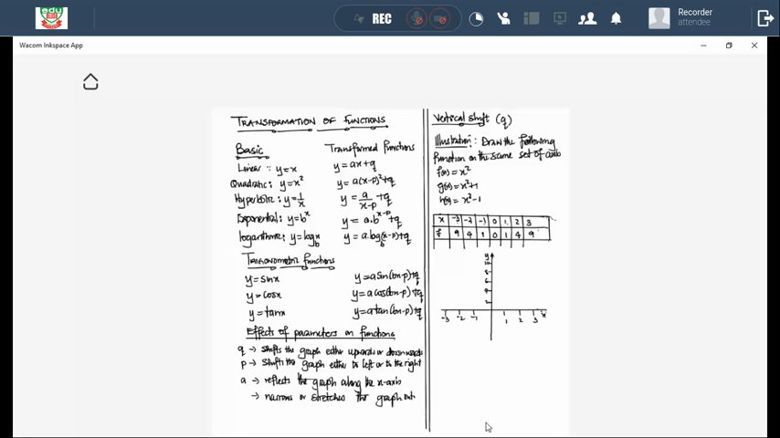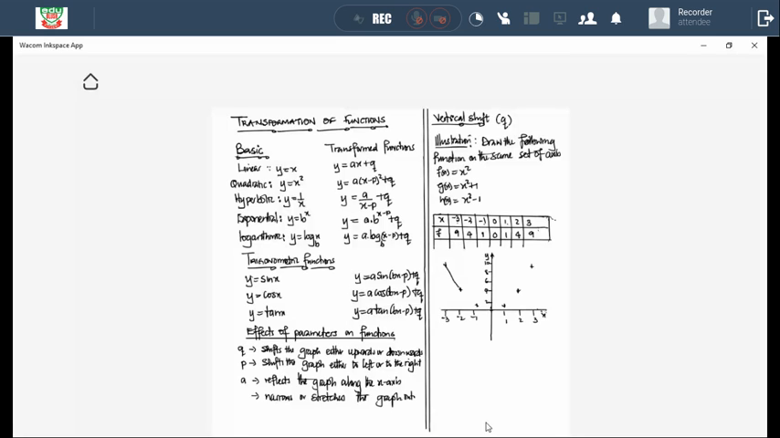The first one is negative 3 and 9. Negative 3, 9. That's your point. That's your coordinate. Negative 2 and 4. Negative 2, 4. There you go. Then negative 1 and 1. There you go. 0 and 0. 1 and 1. 2, 4. Then 3, 9. There you go.